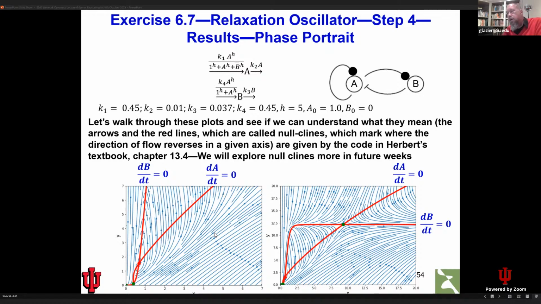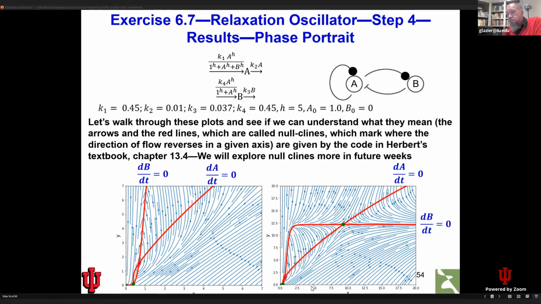Now let's look on the right-hand side. This is exactly the same plot, but on a bigger scale. Notice that the x-axis now goes between 0 and 20 instead of between 0 and 7. All of those oscillator loops are now very hard to see because they're all squunched down in the left-hand corner. But we see a second fixed point, this green one, where the two null lines cross.